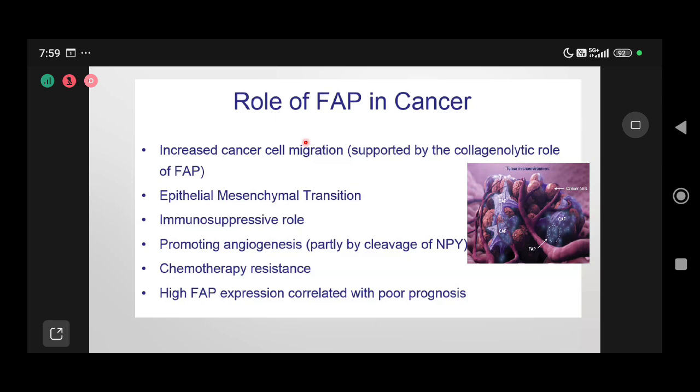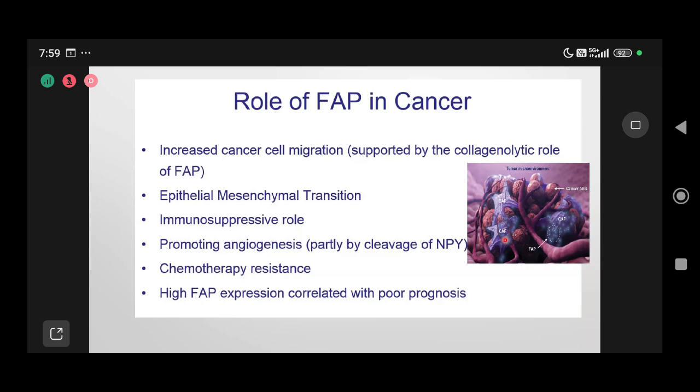Role of FAPI PET CT in cancer. What is FAPI? For example, this is the tumor, the cancer cells. It is surrounded by the supporting cells, which are known as CAF, cancer-associated fibroblasts. What does it do? It protects the cancer cells, just like security for the prime minister. There will be one prime minister who will have 20-30 securities. Like that, these cancer cells have very good security.